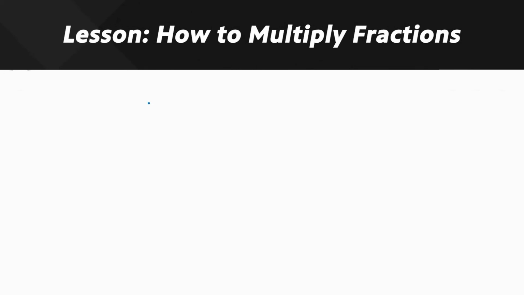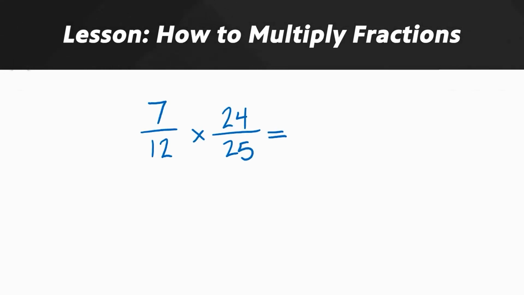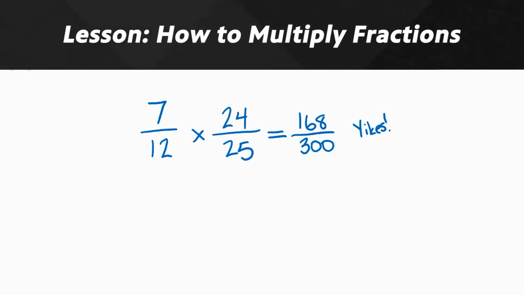Here's 7/12 times 24/25. Yikes. I mean, I could multiply 7 times 24 and then 12 times 25, and that'd give me 168 over 300. Then you'd have to simplify your answer. But let's use cross simplification to see if we can make it simpler. So our setup is 7/12 times 24 over 25. Let's look at the diagonal partner for each of these numbers and we'll see what fraction they'd make.